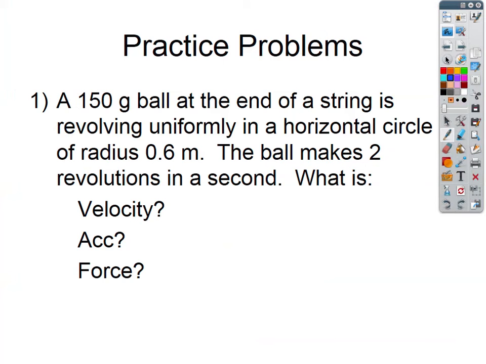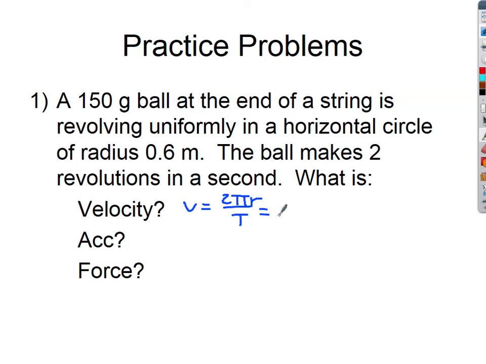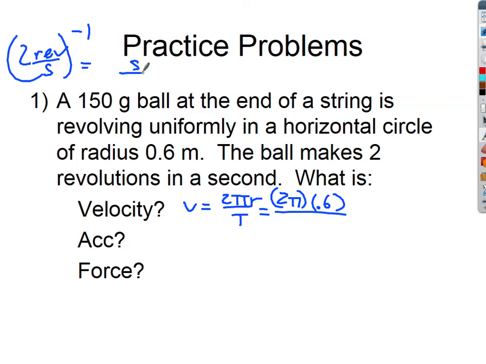All right? So let's look at some problems here. I have this 150-gram ball at the end of a string revolving uniformly in a horizontal circle. The ball makes 2 revolutions in a second. This one's just basically asking, can you calculate everything? You'll definitely get these problems, and you need to be able to do them. So velocity equals 2 pi r over t. Let's just plug everything in here. It's going to be 2 pi times r, the radius is 0.6, over t. Now is t 2? No, this is 2 revolutions per second. So I need to do the inverse of this. I wanted seconds over revolutions. So what is that? 0.5.